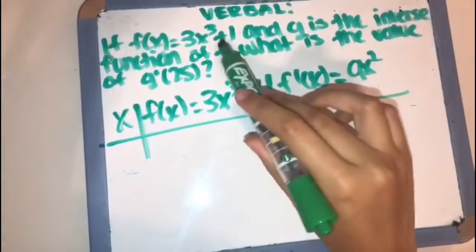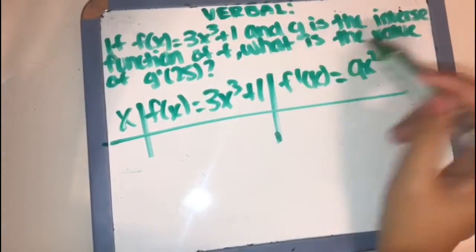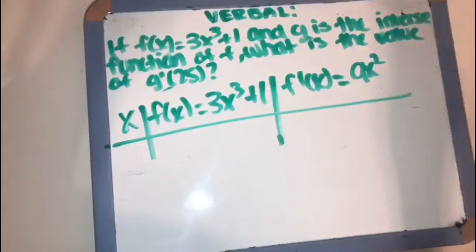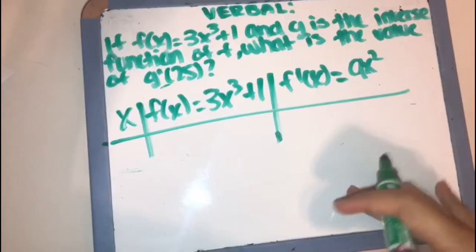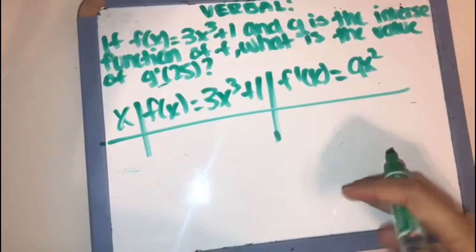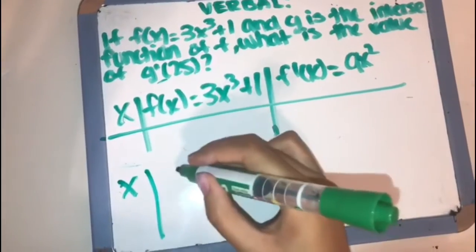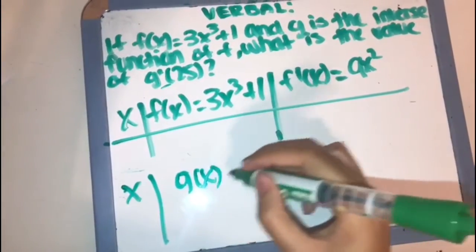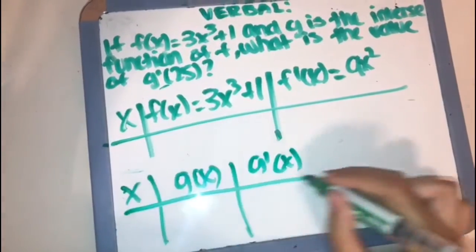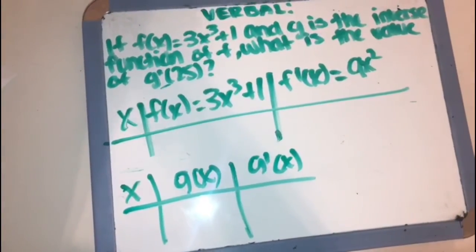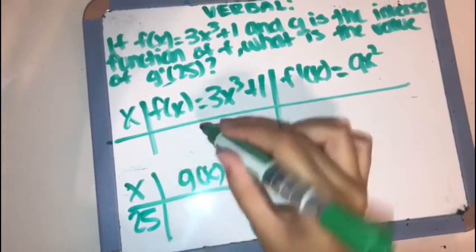So if f of x is 3x cubed plus 1 and g is the inverse function of f, what is the value of g prime of 25? So okay, I see what we're doing here. Let's make another table for g of x. Okay, so let's do g prime of x. So if you think about it, we have g prime of 25, which would be right here. So that means that this would be right here.